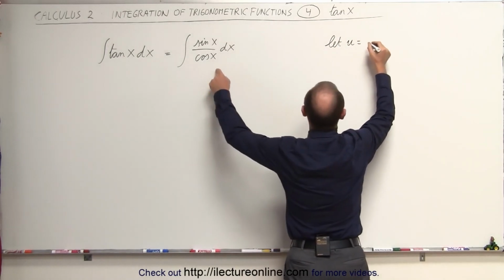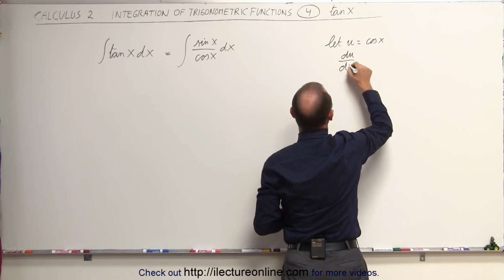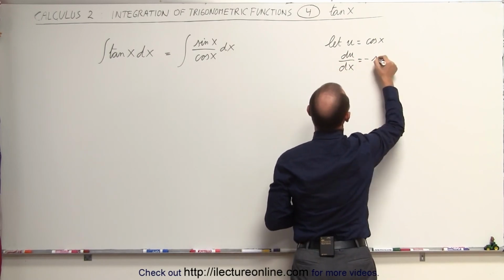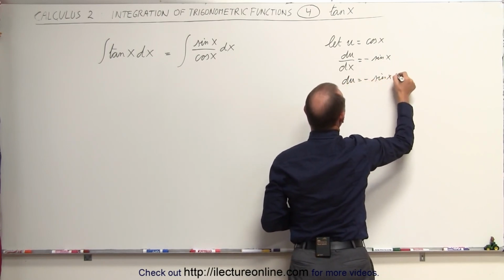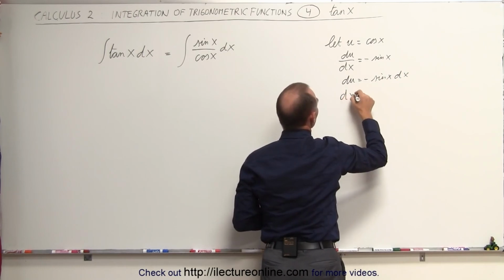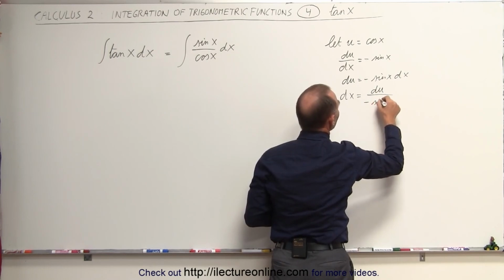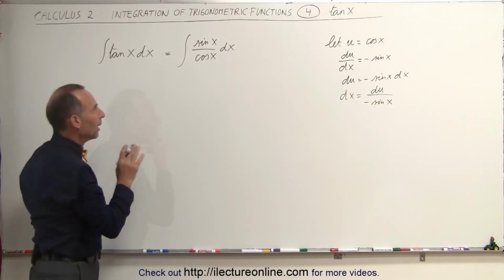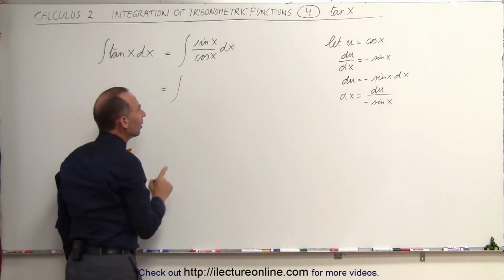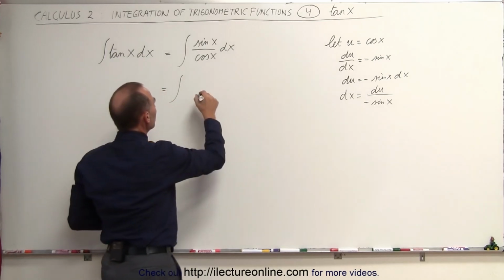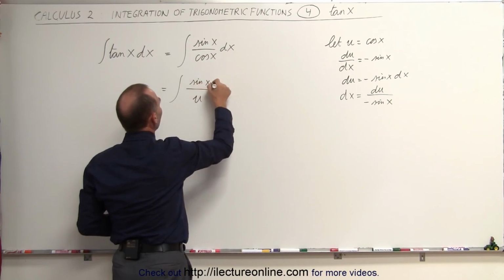u equal what's in the denominator, the cosine of x, then we can say that du dx is equal to the negative sine of x, and so du can be written as a negative sine of x times dx, or dx can be written as du divided by the negative sine of x. Now, how do we substitute that back in? Well, let's see. We can write this as the integral of the cosine of x can be written as u. So in the denominator we write u. In the numerator we have the sine of x times dx.